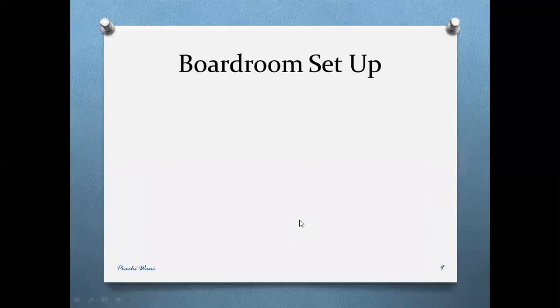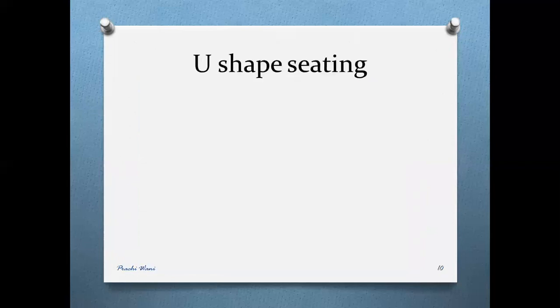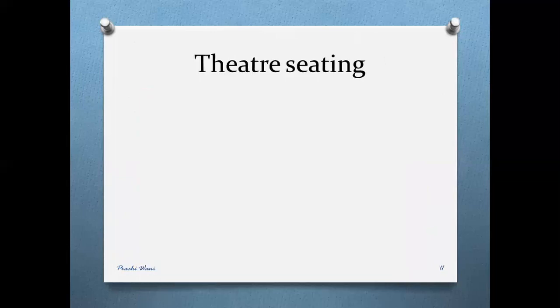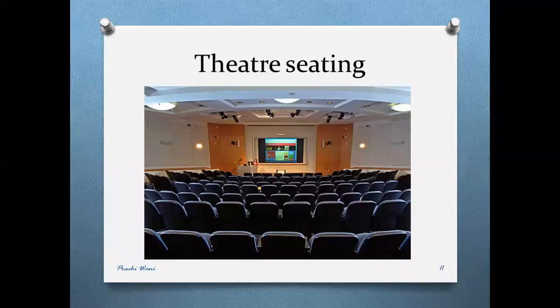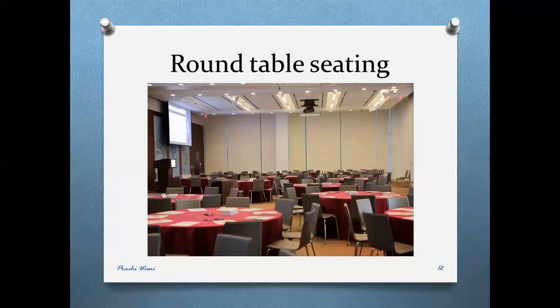The second type of seating that we have is boardroom setup. This is a little compact seating that you see for lesser number of people. U-shaped seating is close to board, but one side is open. Theater seating, this is where you are expected to only listen to the speaker. Then we have round table. As you all see, there are round tables with pads and pencils here or pens. So you look at the speaker and the screen and write down whatever you are expected to write.